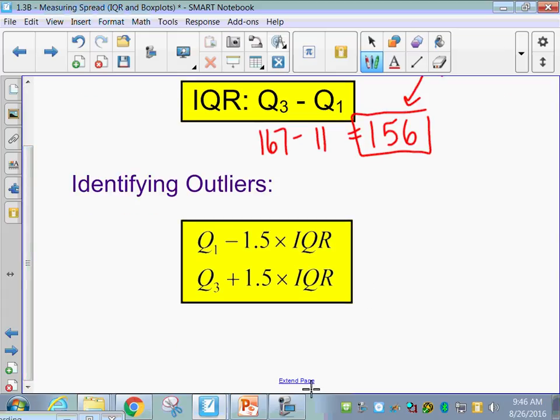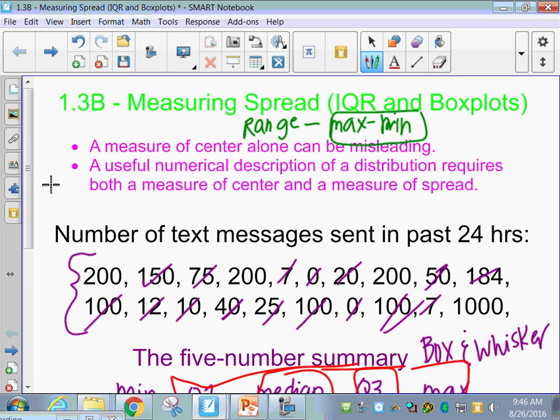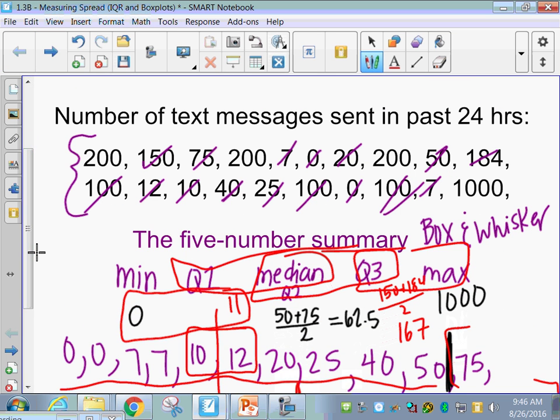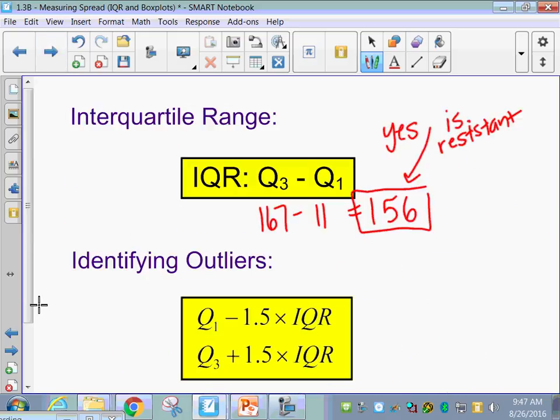So do you guys think that we have any outliers in our set of data here? It looks like we might, right? 1,000's a little crazy. Someone's a little intense with their texting. So let's check it out.